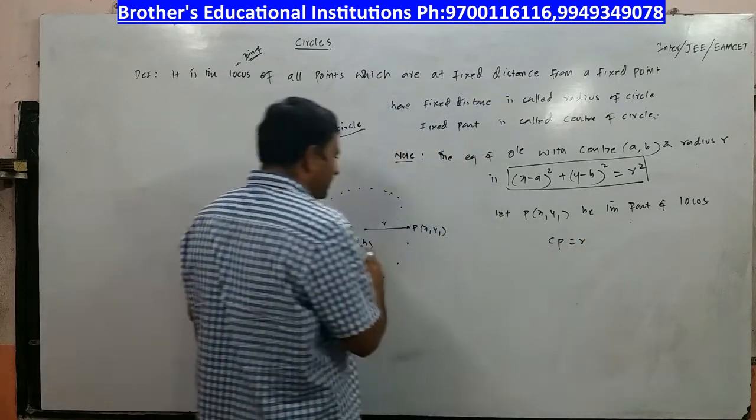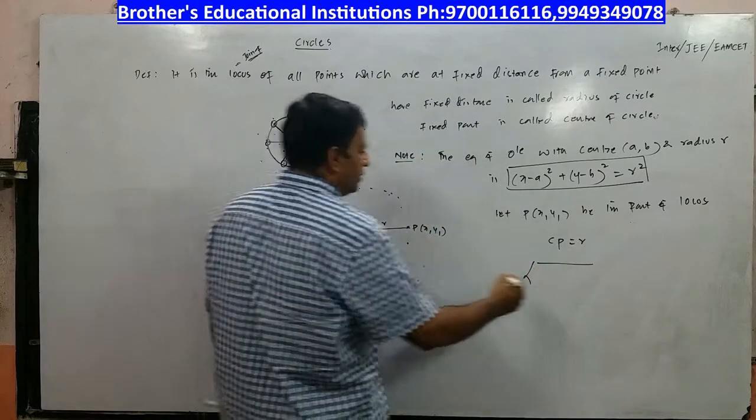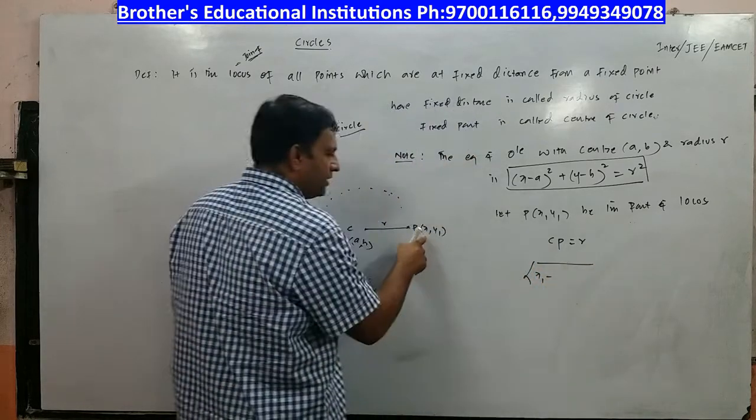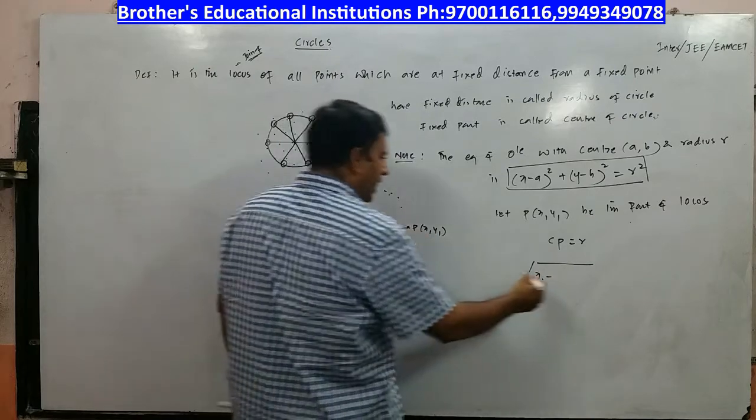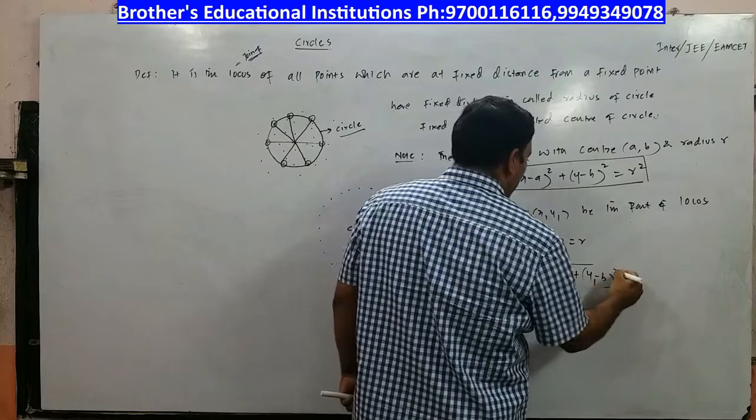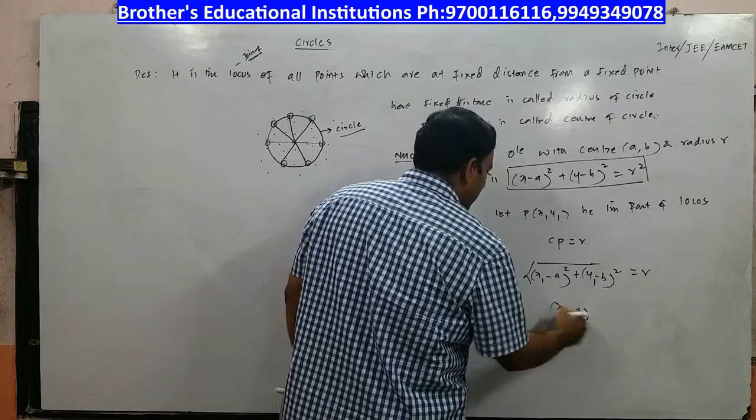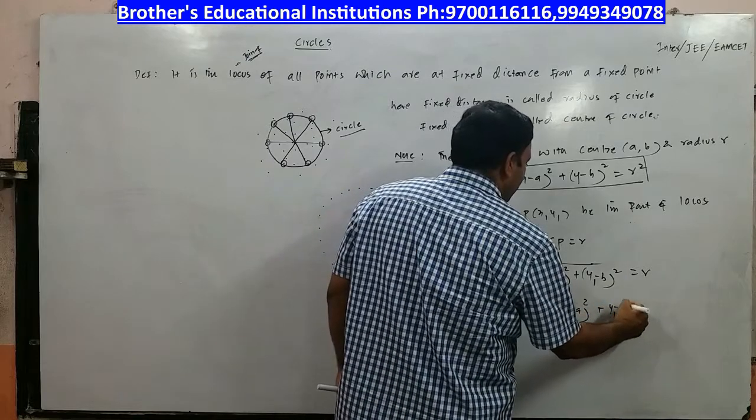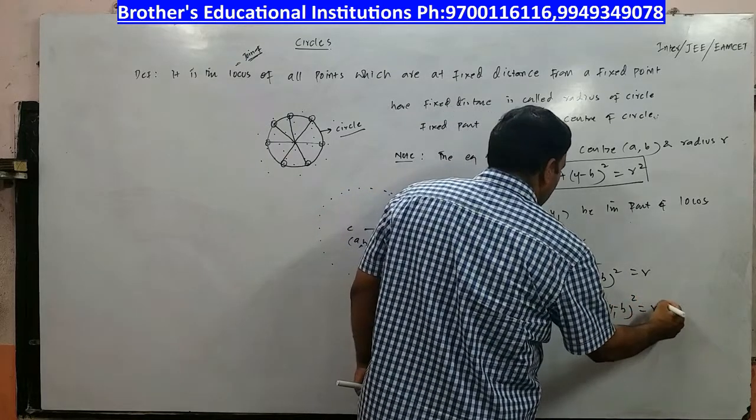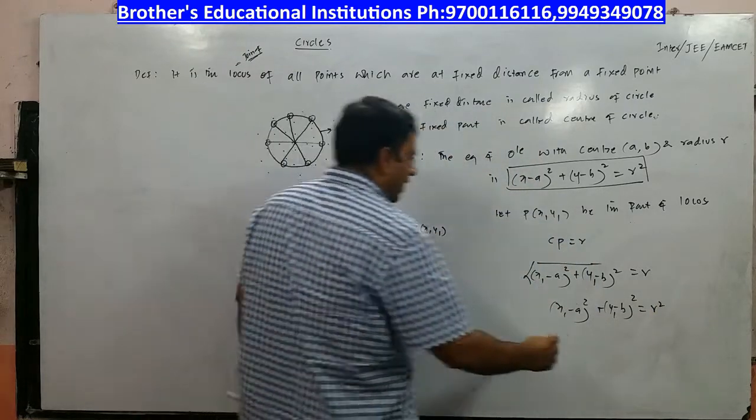Now how do you find the distance between 2 points? The distance between 2 points is given by the formula square root of (x2 minus x1) whole square plus (y2 minus y1) whole square. So, square root of (x1 minus a) whole square plus (y1 minus b) whole square is equal to r. Squaring on both sides, you get (x1 minus a) whole square plus (y1 minus b) whole square is equal to r square.